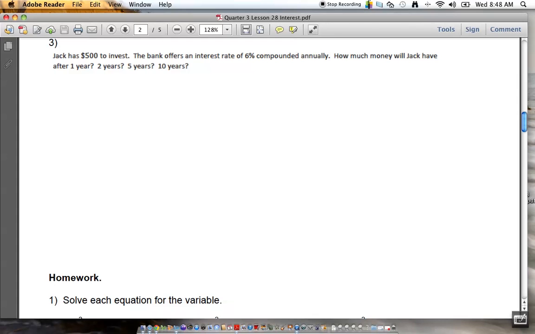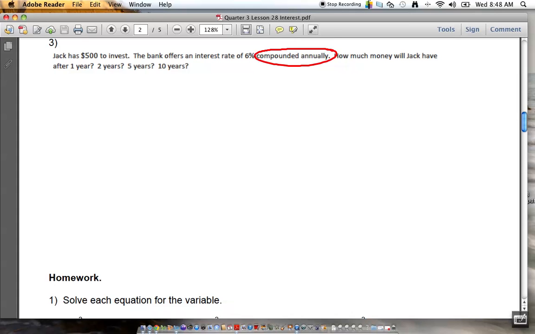Now we're getting into a little bit of real life. Okay? Jack is now investing money in real life. Jack is investing money. He invests 500 smackaroonies. He invests it at an interest rate of 6%, and here's the key phrase. Talk about magic word. Compounded annually.